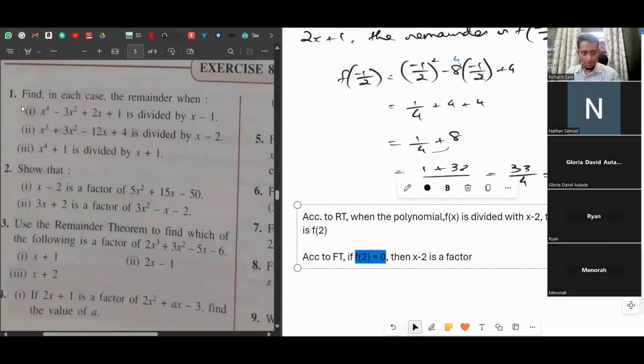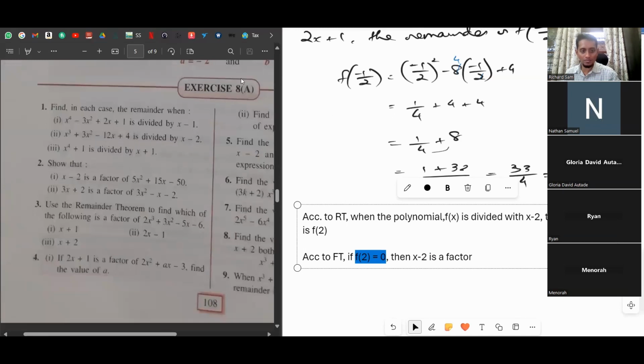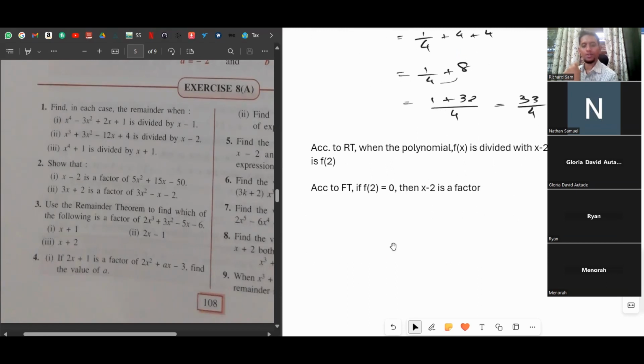Your homework is to solve questions 1, 2, and 3. Okay, I've explained how to do each of them. Do them. Okay? Write down your homework as questions 1, 2, and 3.